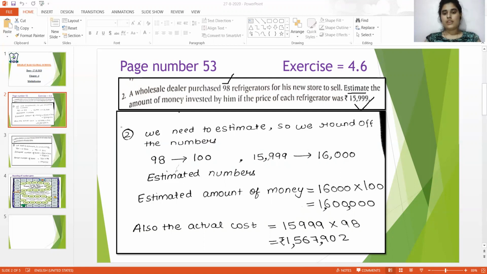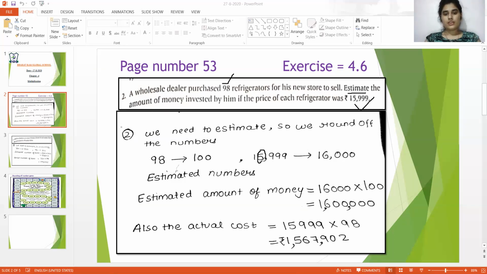15,999. Can you see the comma over here? Whenever we need to round off a thousands place number, this is the 10,000 place, 1 is at the 10,000 place, and 5 is at the thousands place. What we will do is highlight the thousands place. Here we will not highlight the 1, because it is the 10,000 place, and we have to highlight the thousands place only.